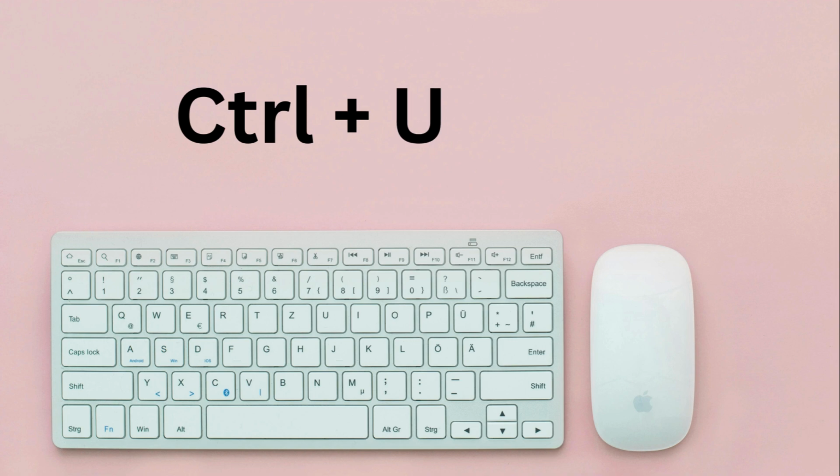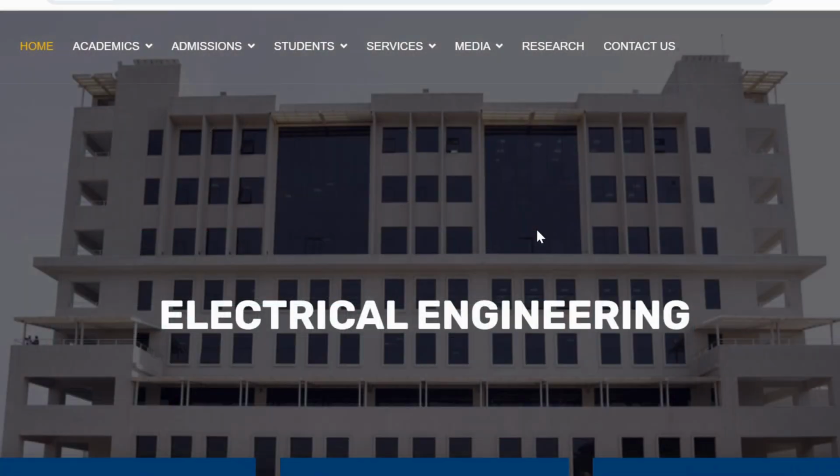Method 1. Press Ctrl and U on your keyboard. This shortcut will open the page source in a new tab or window, allowing you to view the HTML and other elements of the page. This method is not working on this website, so we'll move to the next method.